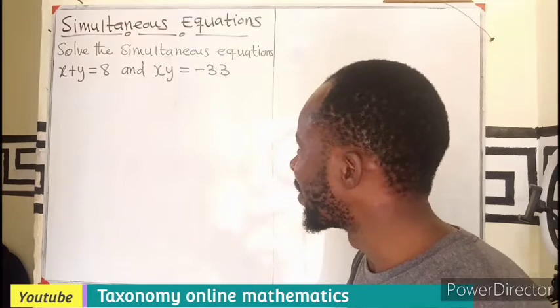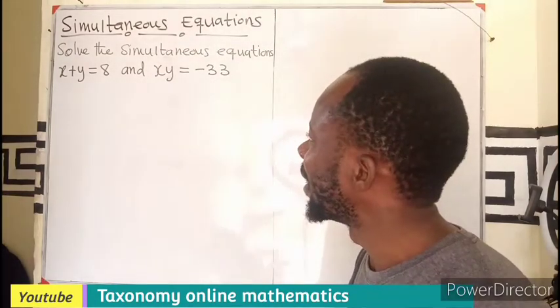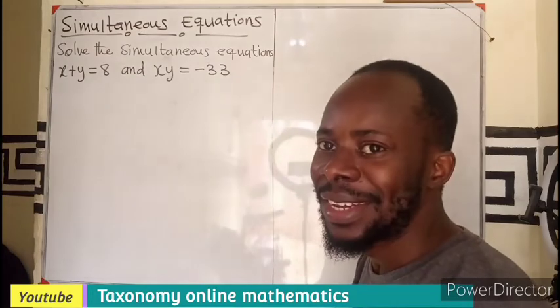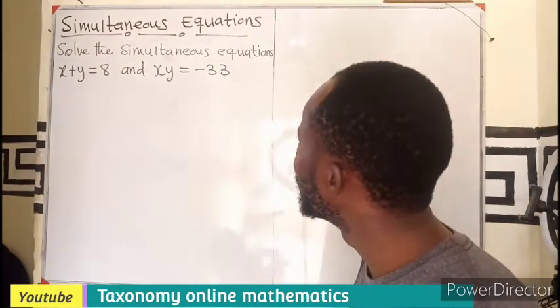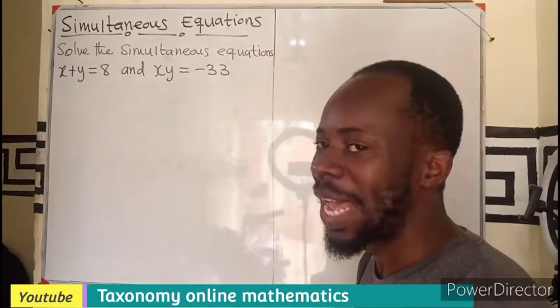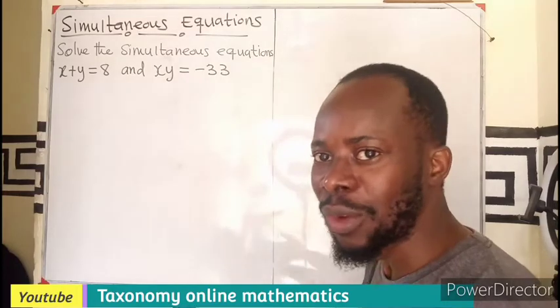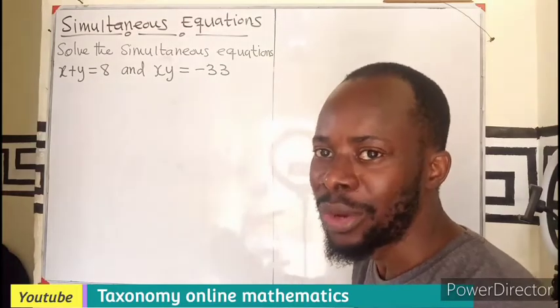We are still on the topic of simultaneous equations. We are having a question. Let's see how best we can provide an answer to that. x plus y equals 8 and xy equals negative 33. We have to solve these two equations simultaneously.